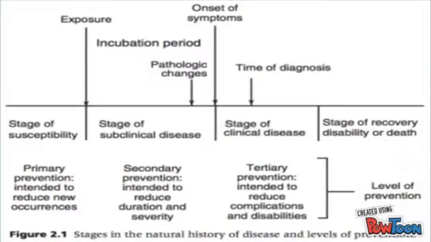So these are the stages in the natural history of disease and levels of prevention. We will go through them slowly one by one in this video.